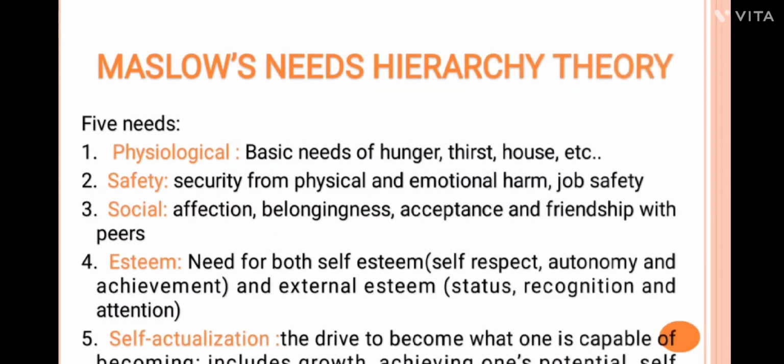The first is Maslow's need hierarchy theory. Maslow, an American social scientist, has given a framework that helps to explain the strength of certain needs. He has categorized human needs into five categories. The first one is physiological needs. The basic needs of hunger, thirst, house, etc. come under this type of needs.